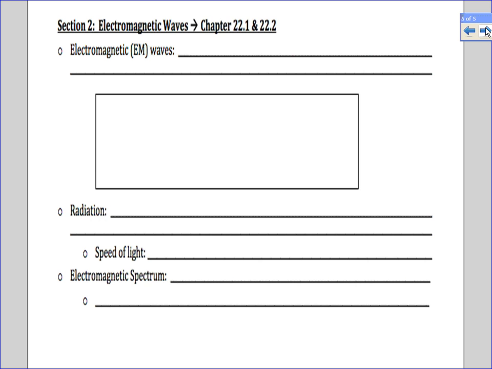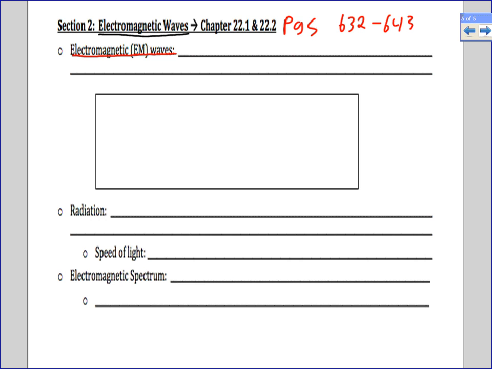All right, and now we're going to move from sound waves to section 2, which is on electromagnetic waves. And electromagnetic waves can be found in chapters 22.1 and 22.2, which are pages 632 through 643. All right? And the first thing we're going to look at is electromagnetic waves.